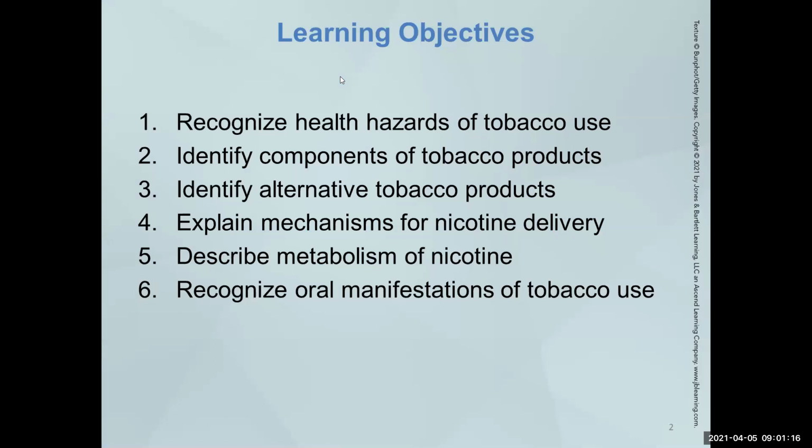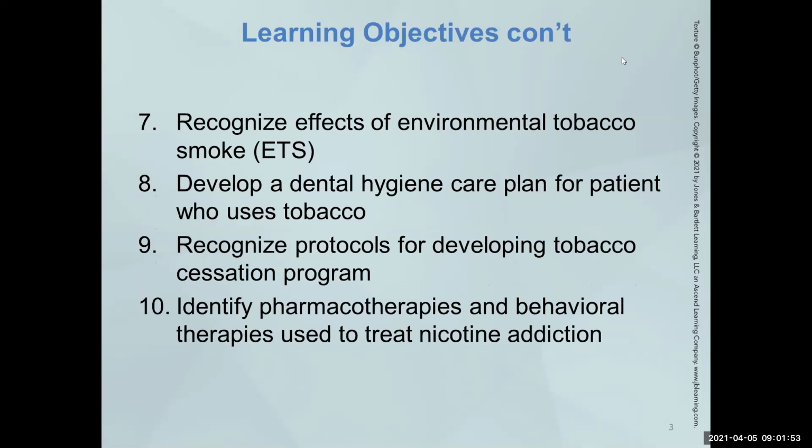Okay. But what are some of the components of tobacco products? There are a lot of toxins. It's not just tobacco that's in there. We can identify alternative tobacco products. Some are healthier than others, and explain the mechanisms of nicotine delivery with these alternative tobacco products. We need to know about the metabolism of nicotine and what it does to our system, as well as recognize the oral manifestations of tobacco use.